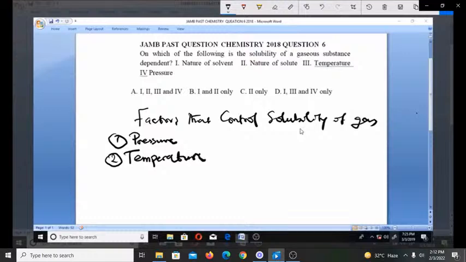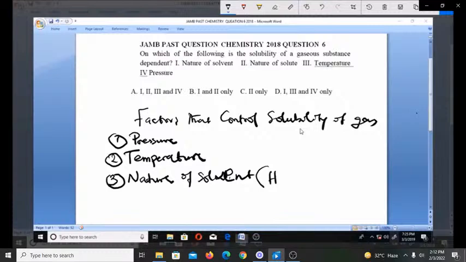But listen, it is very important that you know the nature of the solvent. Some gases are soluble in water, whereas some are not. So the nature of the solvent is very important. A solvent like water can dissolve HCl, and it can also dissolve ammonia.